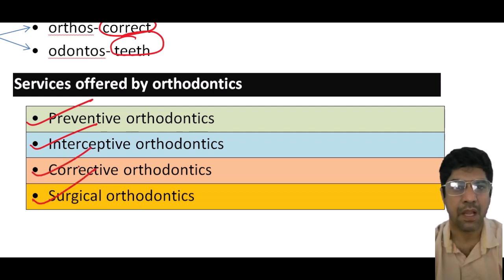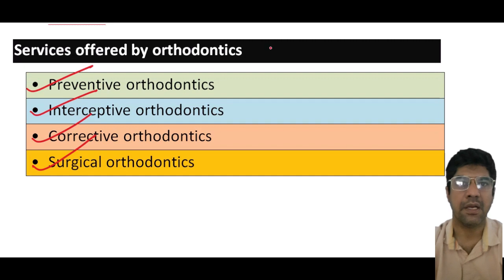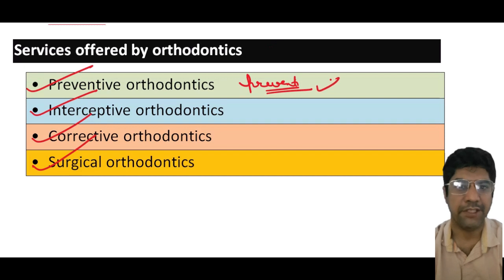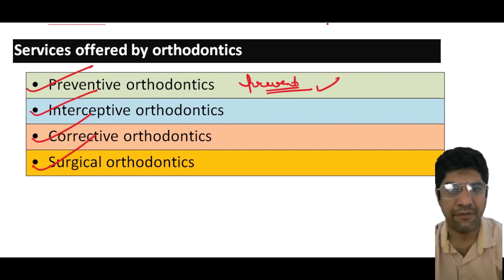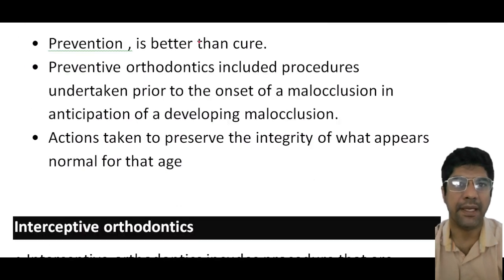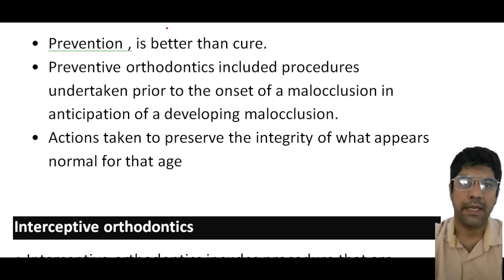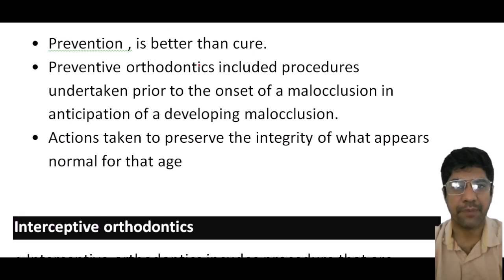The first is preventive orthodontics. The principle of preventive orthodontics is that prevention is always better than cure. These procedures are performed before the onset of malocclusion. Here the goal is to take action that preserves the integrity of what appears to be normal for the person's age. It may include techniques to guide the eruption of permanent teeth, correct harmful oral habits, and monitor the growth and development of the dentofacial region.